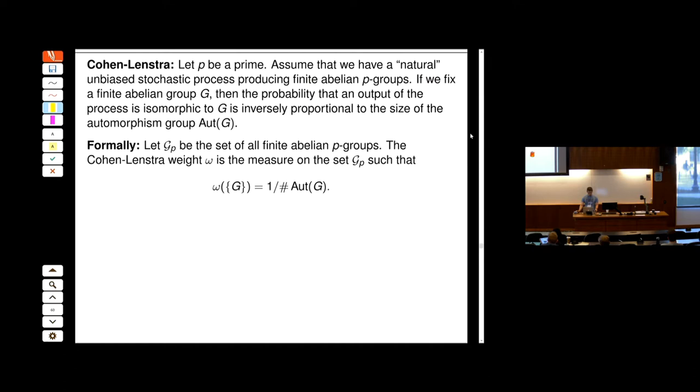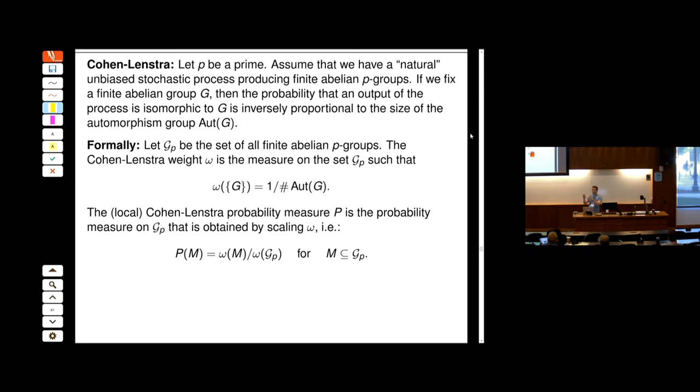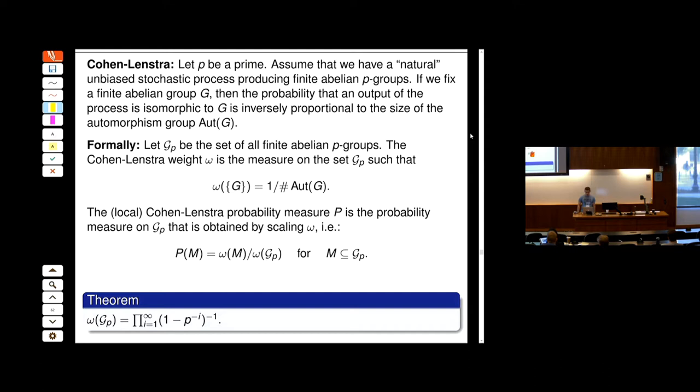So the local meaning that I'm doing the measure of the probability. You see that I'm just doing the probability of p-parts of class groups at the moment. Okay, so the probability locally, meaning the probability of one p-group or one p-primary part to be something, that is the Cohen-Lenstra probability measure P, the probability measure on G_p that is obtained by scaling omega by the size of the entire space. So you have to also account for, okay, what is the measure of the entire set of all p-groups? And if you do that, it does not come to 1. It comes out to be a formula like this. It's the product from i equals 1 to infinity of the inverse of 1 minus p to the minus i.